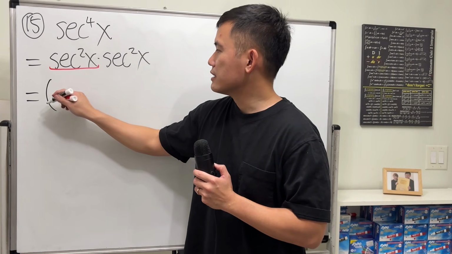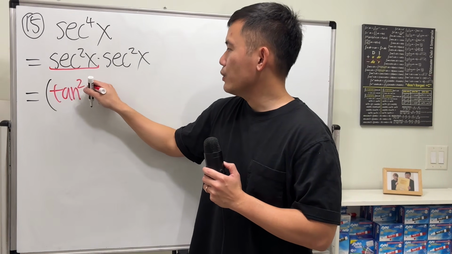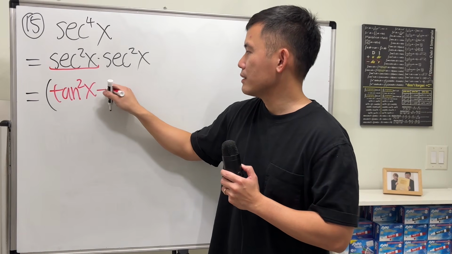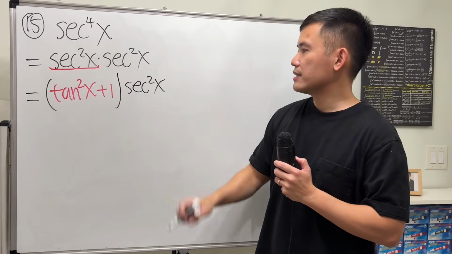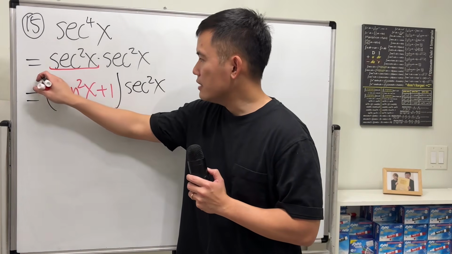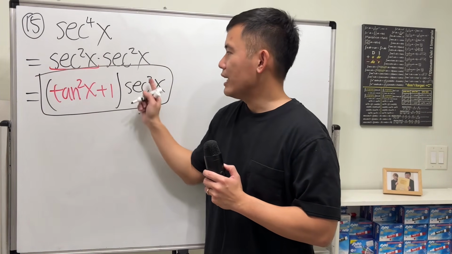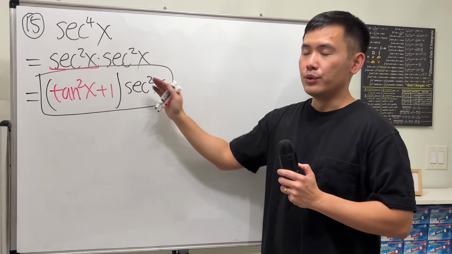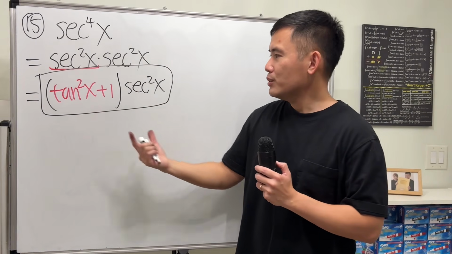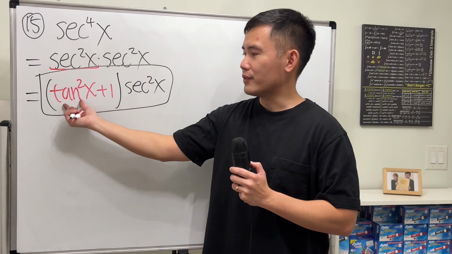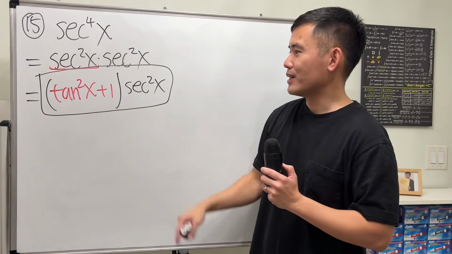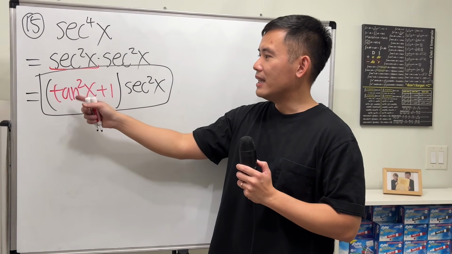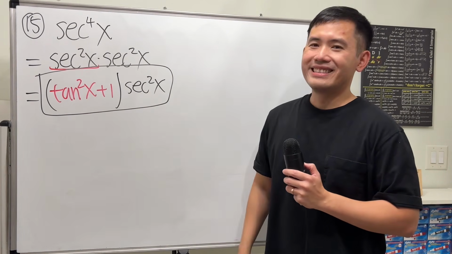This right here, it's the same as tangent square x and then plus 1. And then here, keep that as secant square. And in fact, this is integral ready. You do not have to distribute. If you do, it's still okay. But notice that this right here is in terms of tangent x, right? Tangent x right here, square, and then plus 1. You can totally proceed by letting u equal tangent x.